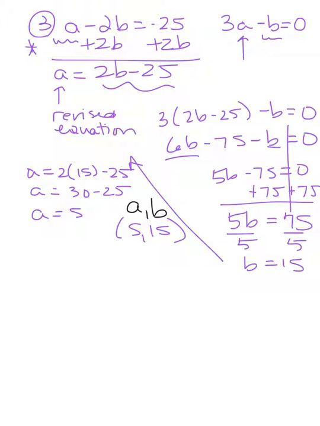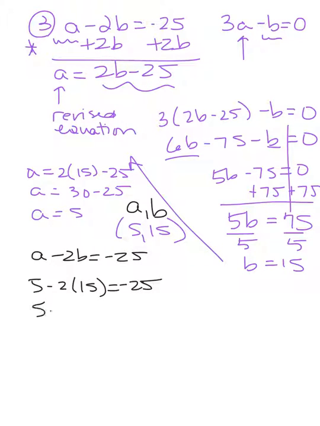So now I'm going to substitute back in. So my first equation of a minus 2b is equal to negative 25. So I have 5 minus 2 times 15 is equal to negative 25. So 5 minus 30 is equal to negative 25, which is correct.